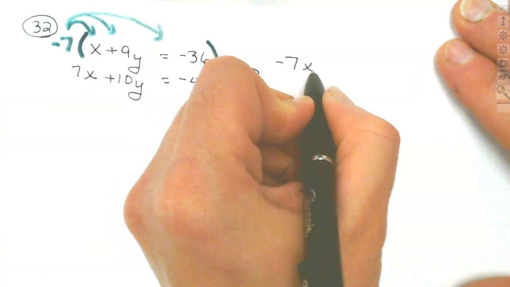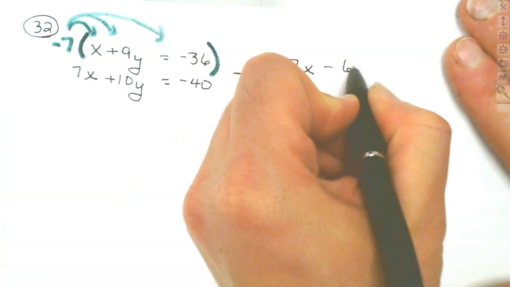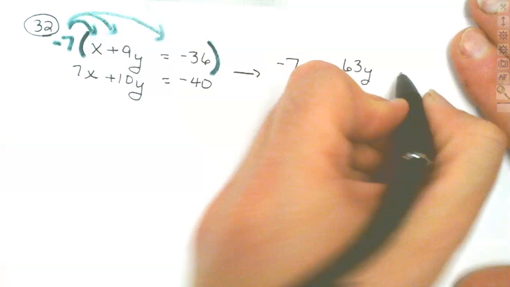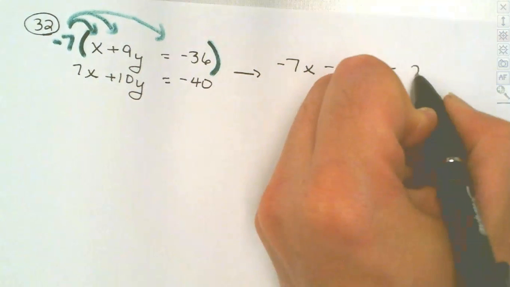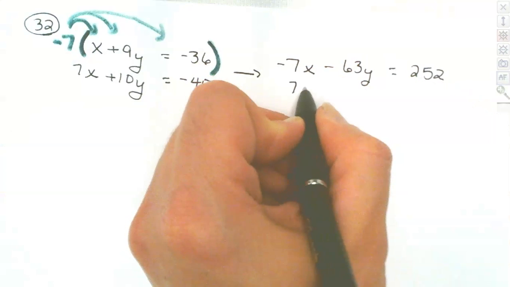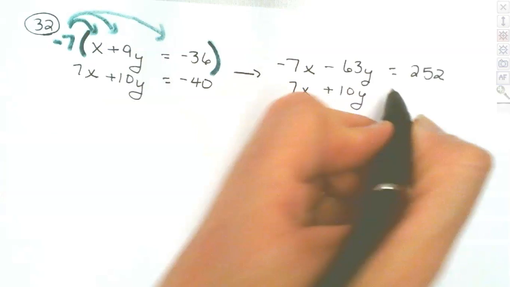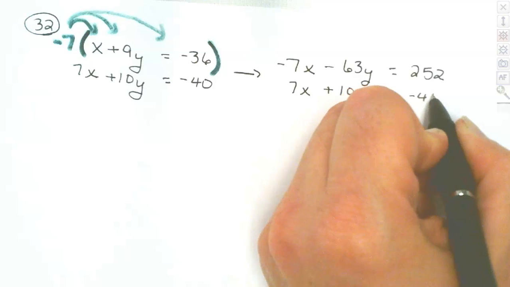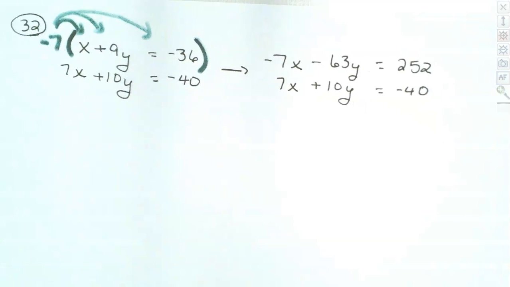And that makes it then a minus 7x and a minus 63y. And we need a negative 36 times a negative 7. That makes it a 252, and it's positive. You always keep one of them the same, so the bottom row is going to stay the same. So I took that top row and I multiplied it all by negative 7.